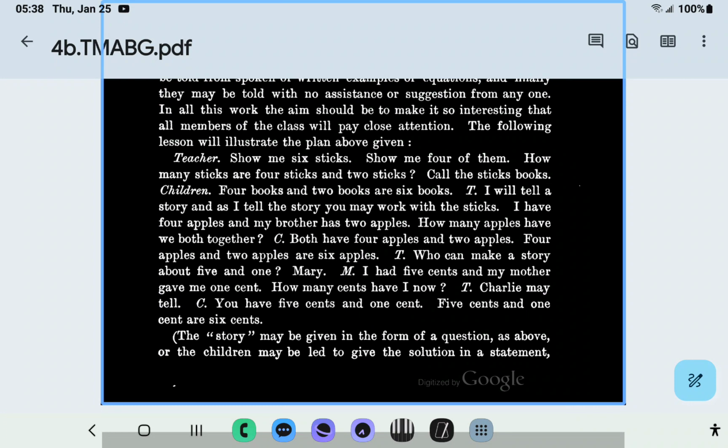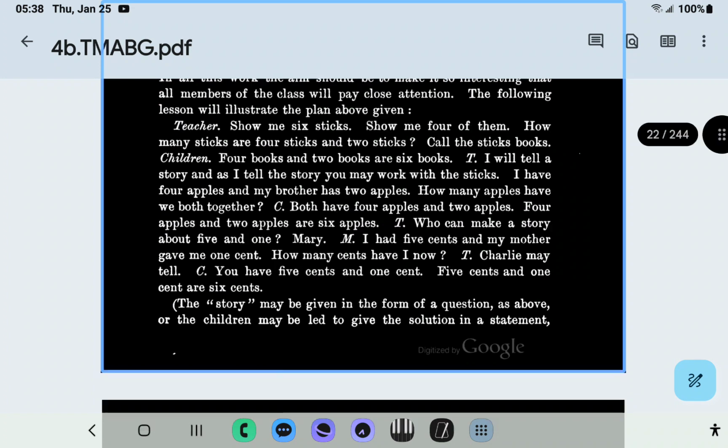The story may be given in the form of a question, as above, or the children may be led to give the solution in a statement.